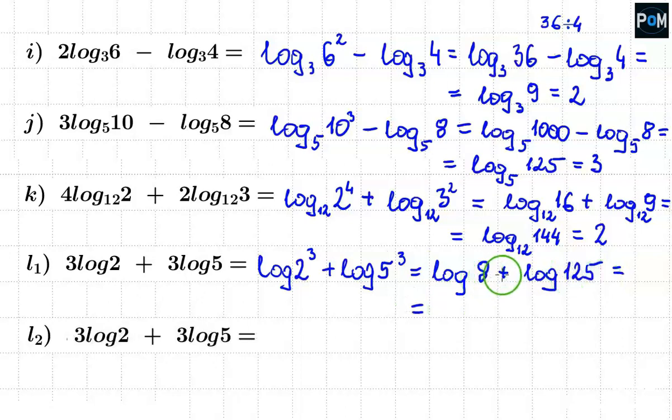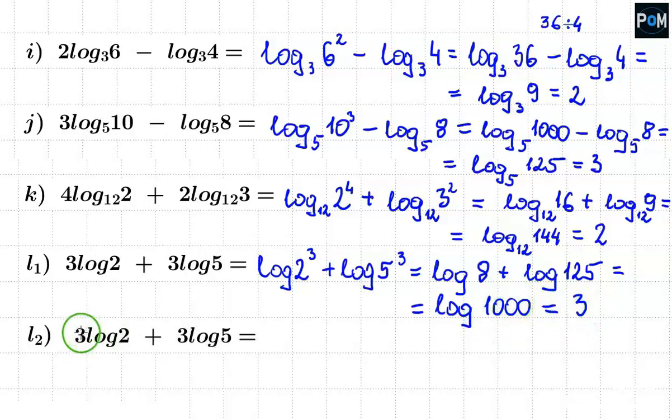Now we have the addition of the logs. Both logs have the same bases, so these numbers 8 and 125, we need to multiply them. And 8 times 125 is exactly 1,000. And from such a log, we will get the result 3, because this invisible 10 here, raised to the power of 3, gives a result of 1,000.